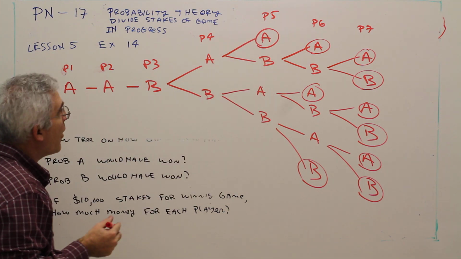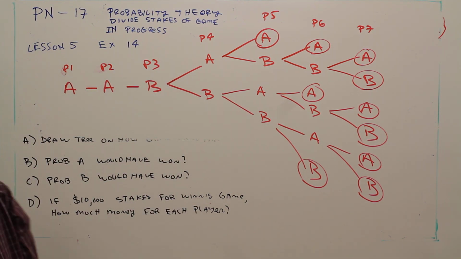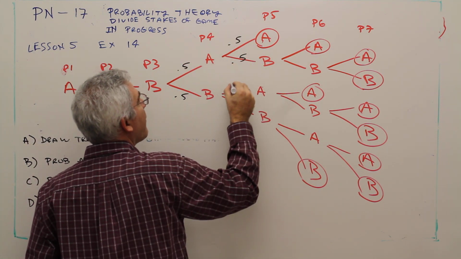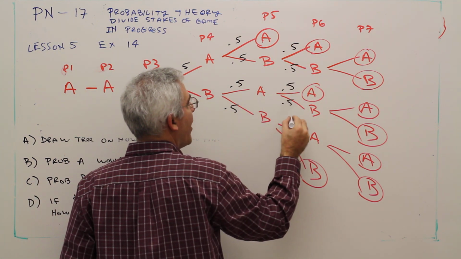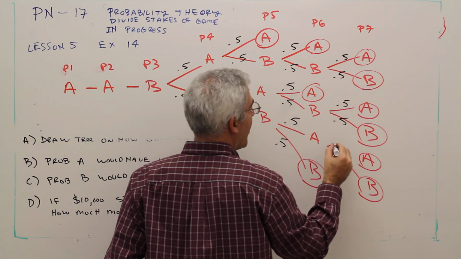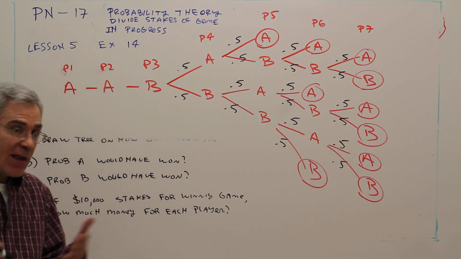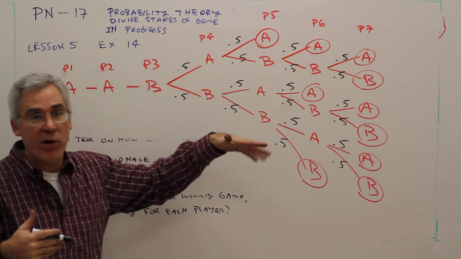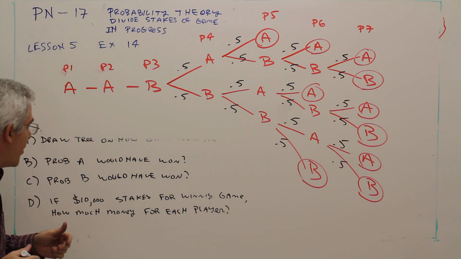All right, so let me put the probabilities down now. They're all 0.5. If the teams were not of equal ability, let's say that one was better, like 60 to 40%, you know, you'd put the 0.6s and 0.4s or whatever. Okay, so that was just for the tree.